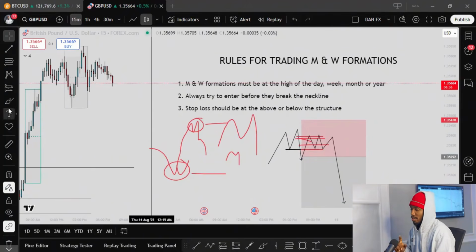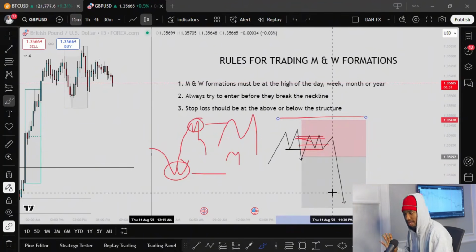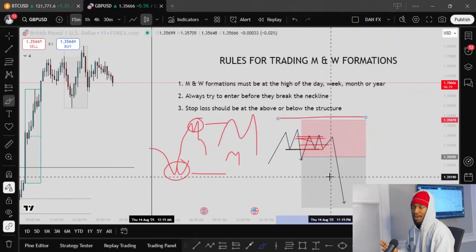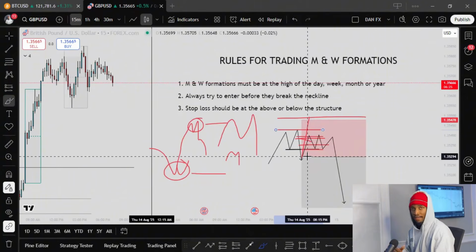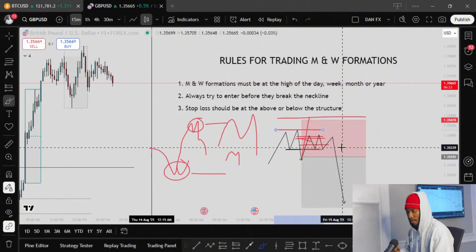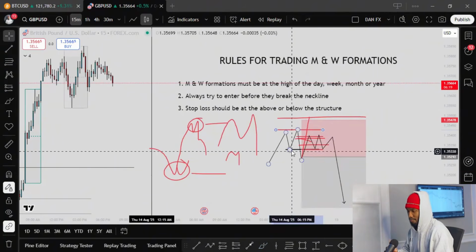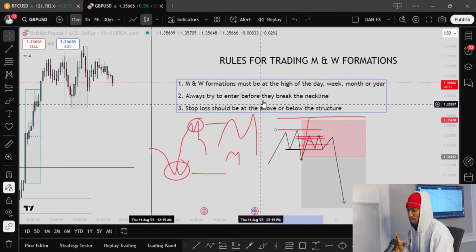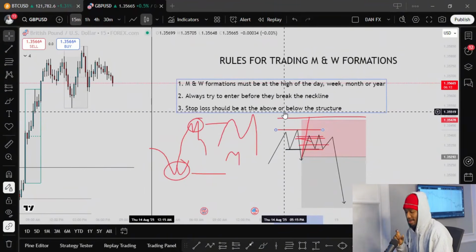The reason why your stop loss is above the structure is because once price breaks above this structure, you know that the M formation is no longer valid, because whenever price breaks above the M formation like this, that invalidates the M formation. If it's a W formation, it's the opposite. So going back to number two, which is always enter before they break the neckline, you should be inside the trade.